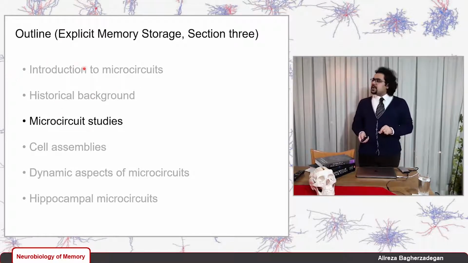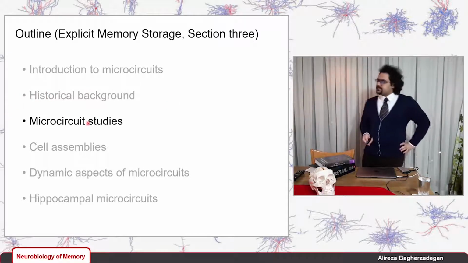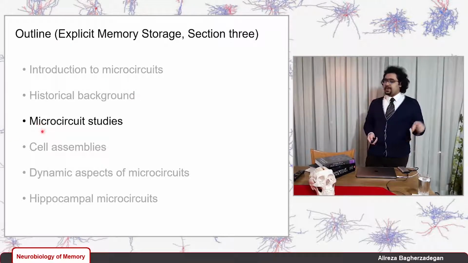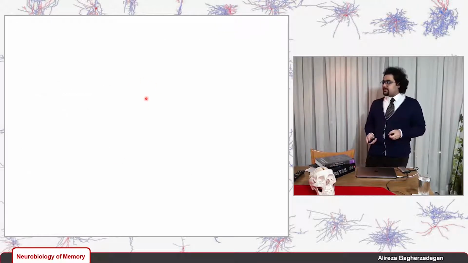In the previous lecture, I introduced and defined microcircuits, I talked about iconic synaptic patterns, and I talked a little bit about the historical background of microcircuits. Now, in this lecture, I'm going to talk about microcircuit studies. In the next lecture, I'm going to talk about cell assemblies and dynamic aspects of microcircuits, and finally, there's going to be a separate lecture on hippocampal microcircuits. But for this lecture, I'm just going to talk about microcircuit studies.